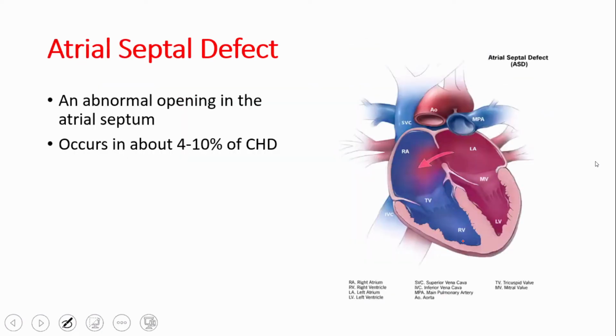Now let's talk about atrial septal defect. So what is atrial septal defect? Atrial septal defect is an abnormal opening in the atrial septum. So the right atrium and left atrium have an abnormal connection. This is atrial septal defect. It occurs in 4 to 10% of congenital heart disease.